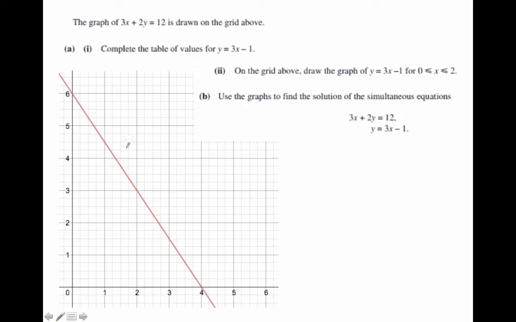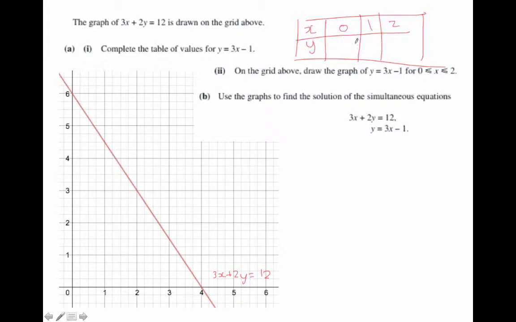In question 12, you're shown a graph and you're told that this is the graph of 3x plus 2y equals 12. And then you're asked to do a few things. Basically complete the table. The table you had looked like this. X and y, 0, 1 and 2 on the x-axis, and you were given 2 on the y. Now we're completing it for y equals 3 times x minus 1.